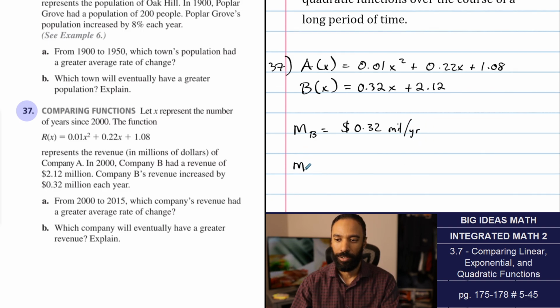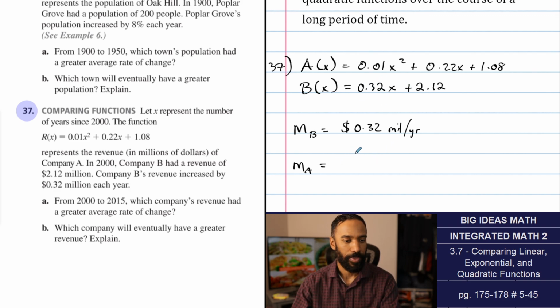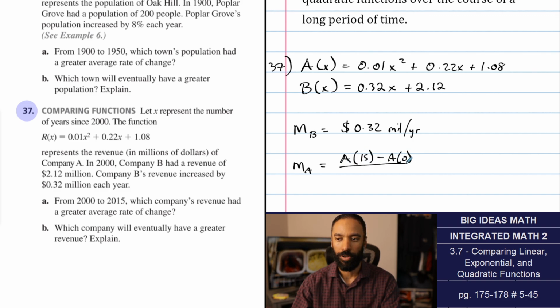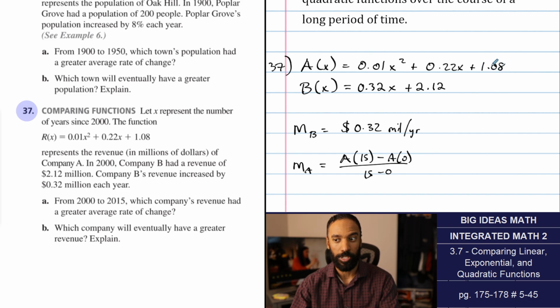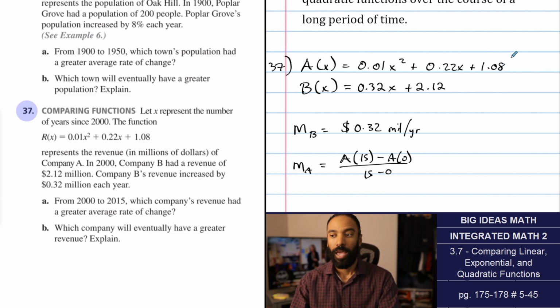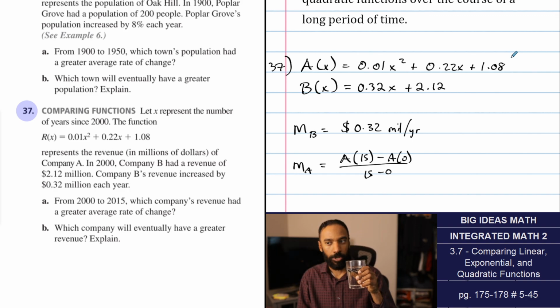All right. Now A, on the other hand, we're going to have to do, because listen, it's linear. That's the average rate of change. For A, we have to do 15 years later, A of 15 minus A of 0 over 15 minus 0. Now, this is where I said the 1.08 I can totally ignore if I want to, because that's going to be how much they actually started with. And keep in mind, the starting value doesn't matter, who started with how much. They're asking what had a greater average rate of change.